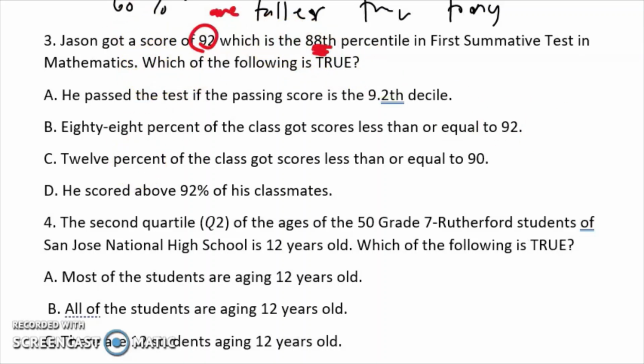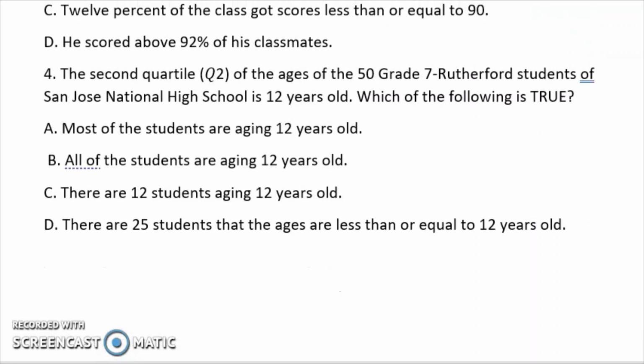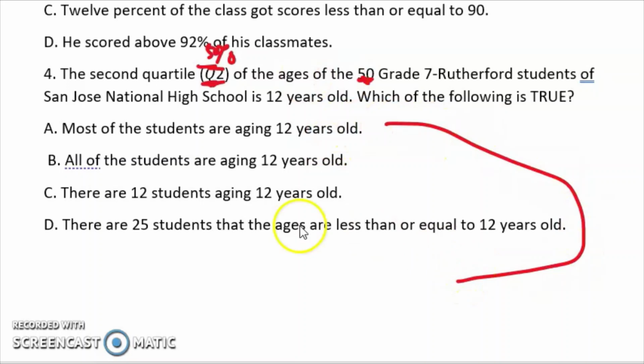Now, for number 4, the second quartile of the ages of 50 grade 7 Rutherford students of San Jose National High School is 12 years old. Which of the following is true? Okay, so Q2 out of 50, ibig sabihin ng Q2 natin ay 50%. Ilan ba yung 50% ng 50? Saka nyo siya i-check dito kung ilan iyon.